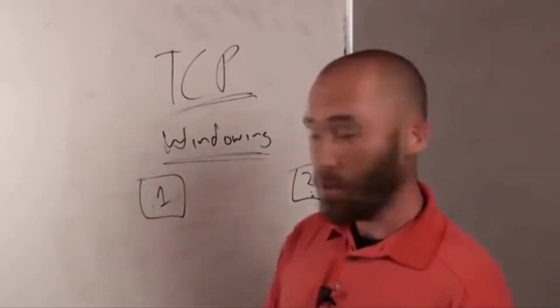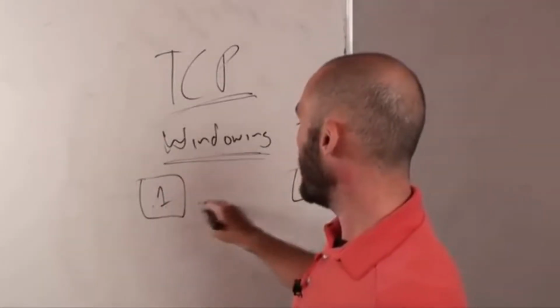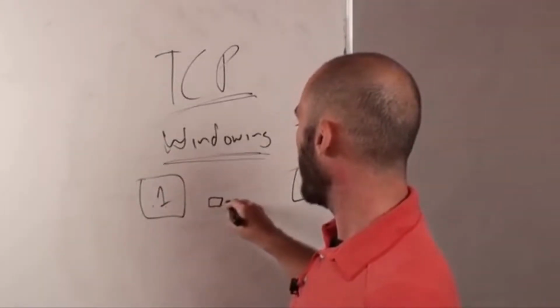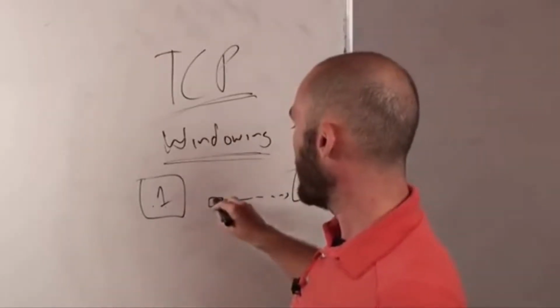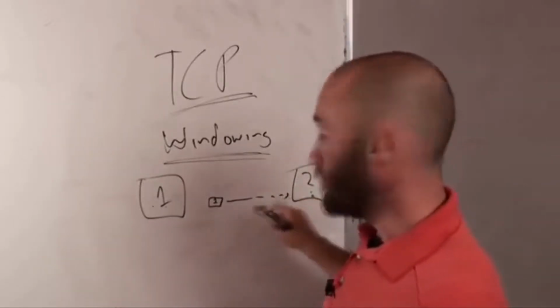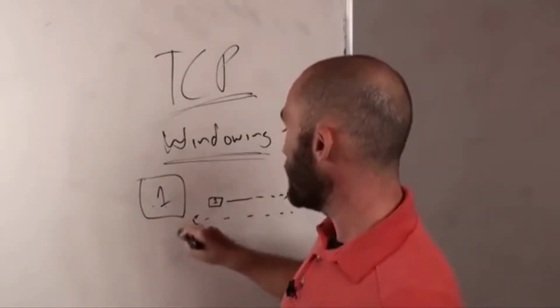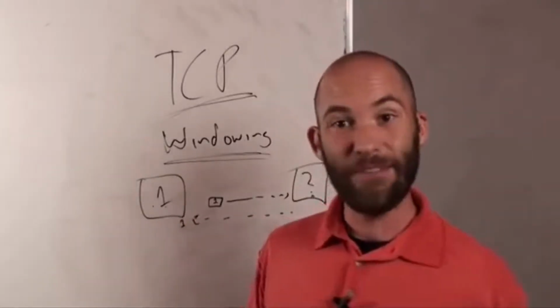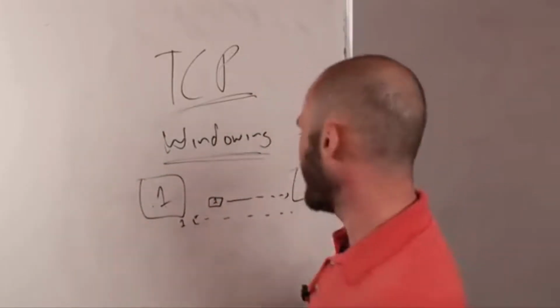So what happens in the windowing process is computer 1 will send one packet all the way over to computer 2. This packet will be labeled packet 1. Computer 2 will receive packet 1 and send an acknowledgement back to computer 1 saying, hey, I received packet 1. That's only one packet, and a packet is really small. It's like bits and bytes.